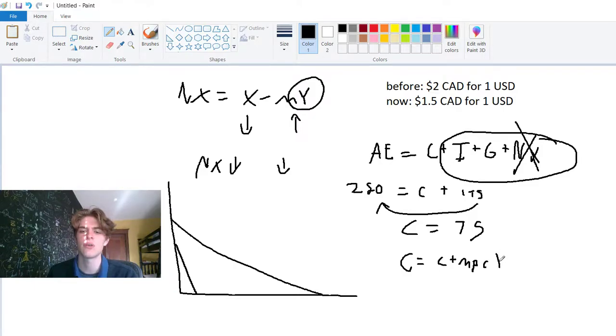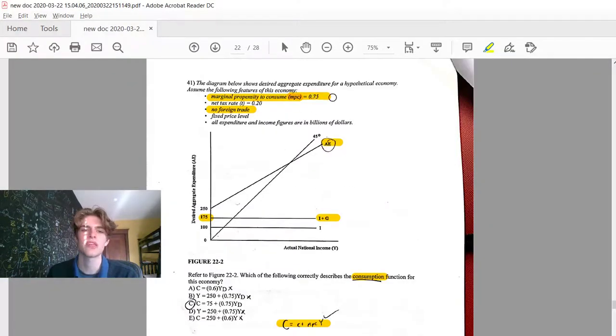We know that autonomous consumption should be little c. So it equals 75 plus the MPC times Y. Well, we know what the MPC is. It gave it to us: 0.75y. So that gives us C. That's what that one is. So this formula here describes the AE function. If that was AE instead of C, then that would be right.